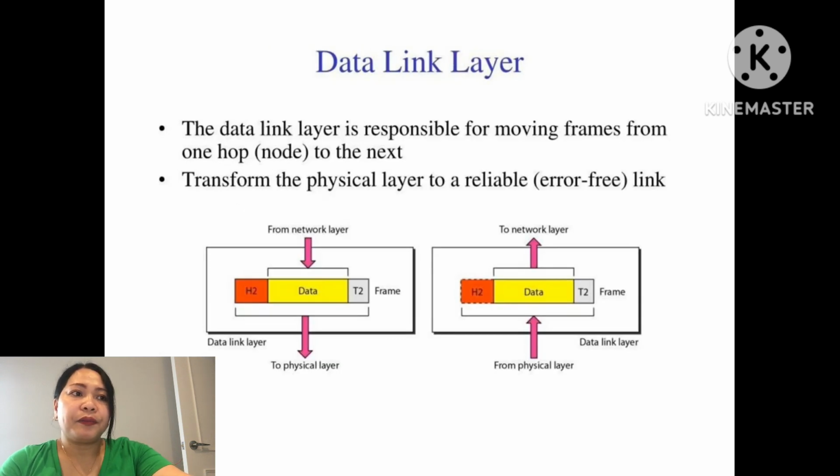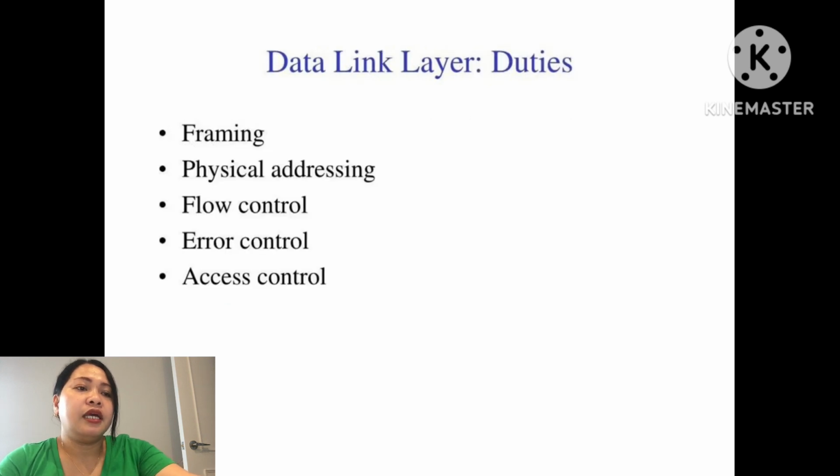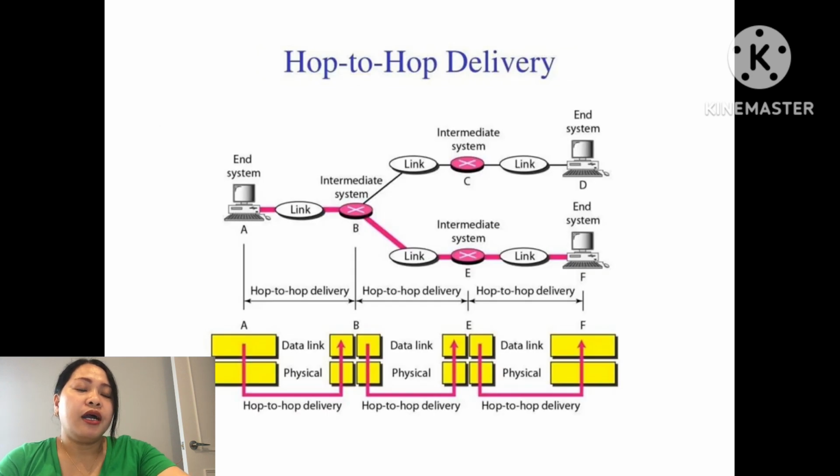Data link layer. The data link layer is responsible for moving frames from one hop node to the next. It transforms the physical layer to a reliable error-free link. Data link layer duties: framing, physical addressing, flow control, error control, access control. Example of hop-to-hop delivery. See in the pictures.